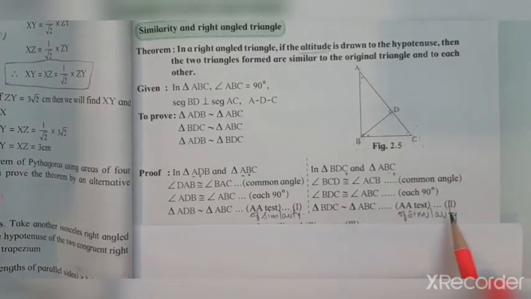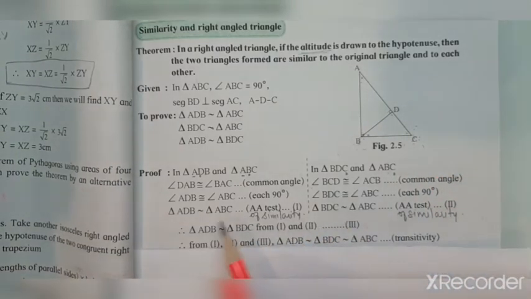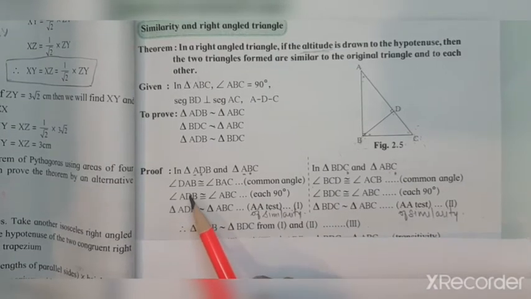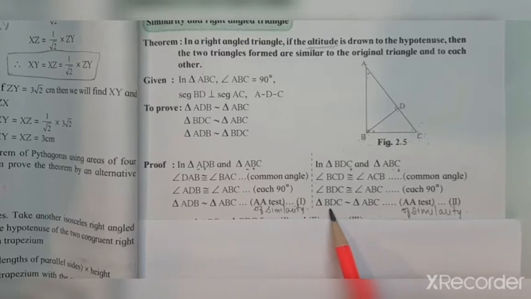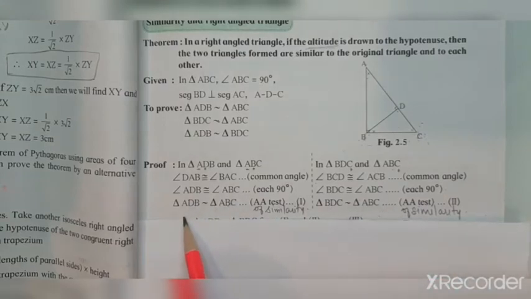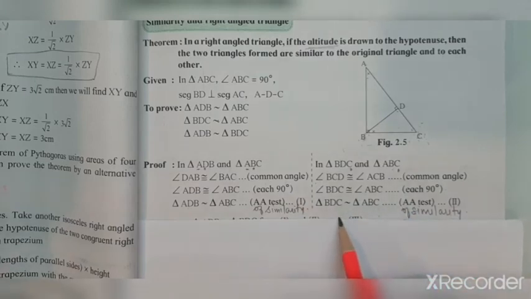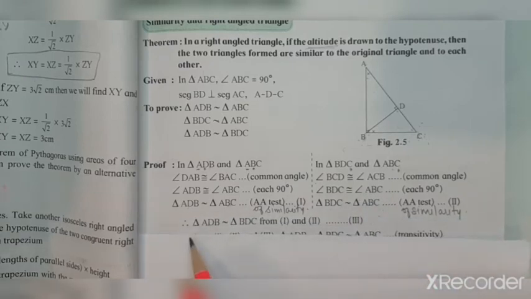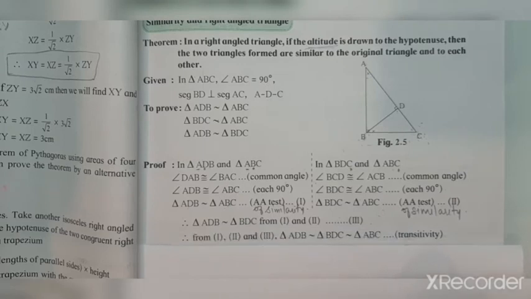Okay. So from this 1 and 2, we can write, if ABC is similar to ADB, and if ABC is similar to BDC, the same triangle is similar to two different triangles. Here we have given ABC similar to ADB, and here we have given ABC similar to BDC. So naturally ADB and BDC are similar. So from 1 and 2, we can write ADB is similar to BDC. Okay. Now, this is the third statement.